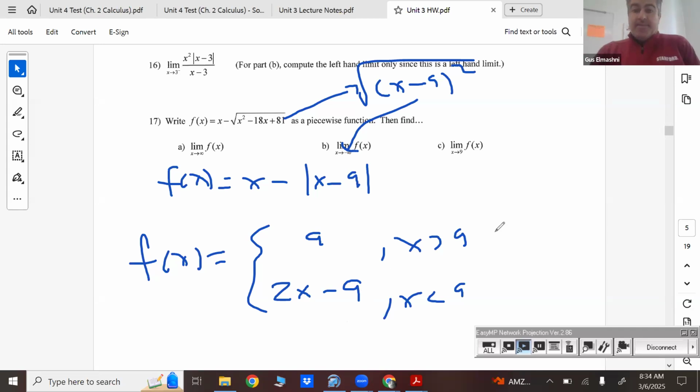So, yeah. And obviously, as x approaches infinity, that's 9. As x approaches negative infinity, that's going to be negative infinity because it's going down that way. And that does not exist. Yep.